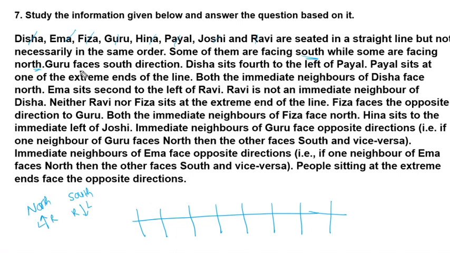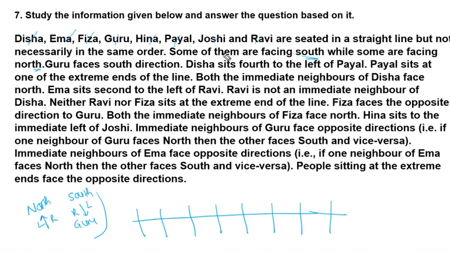Okay. Don't blindly start by using the first point. Not necessary. You can just go through the content once and then go through with respect to the point based on which we can start. Okay. So Guru faces south direction. So from this, we know the direction of Guru. So Guru faces south direction. Okay. Let me change the color so that it will be easy for us to differentiate.